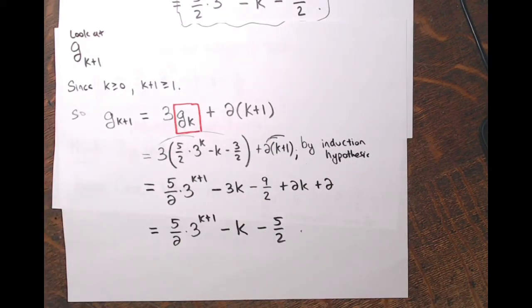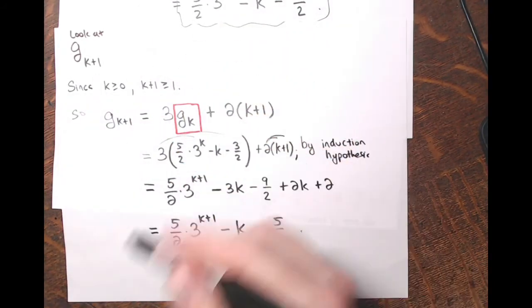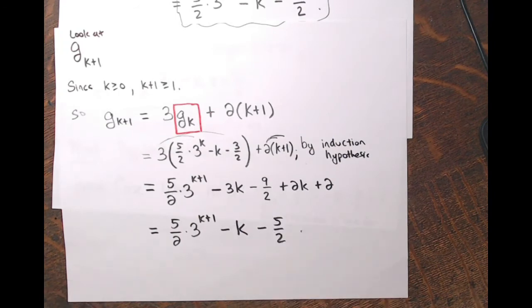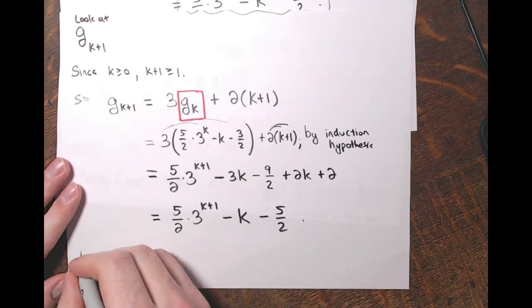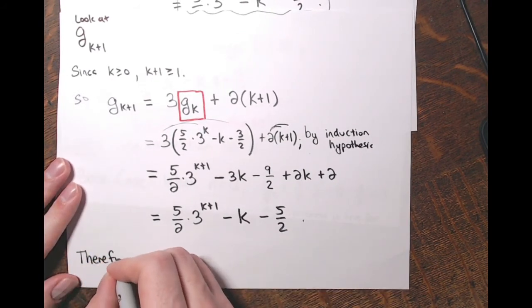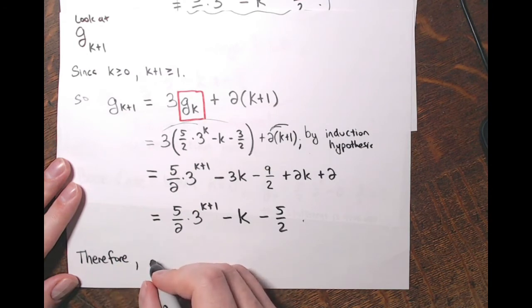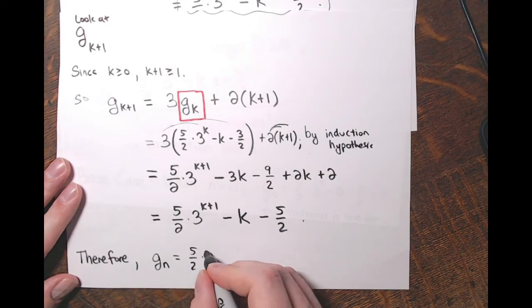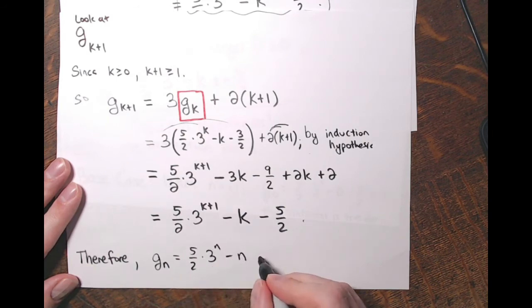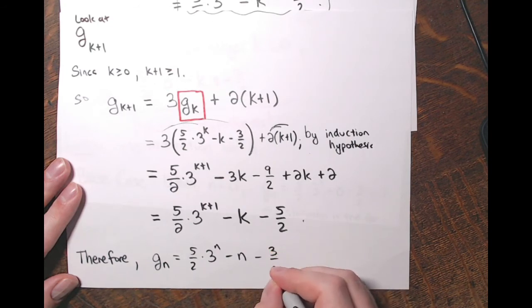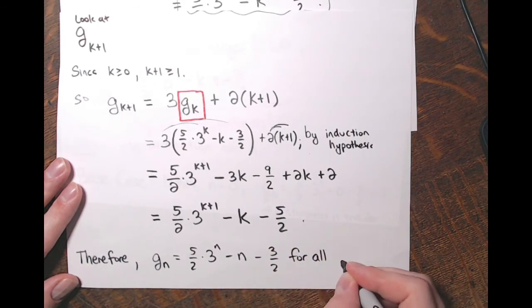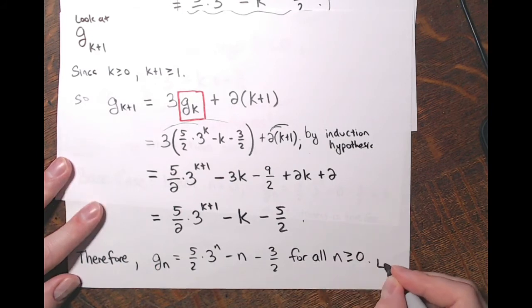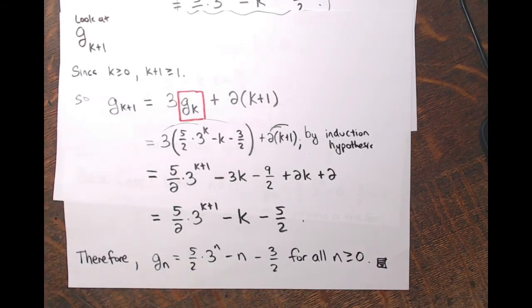And since we've shown the base case, that it was true for n equals 0, this whole thing implies that it's true for 1, and if it's true for 1, then it's true for 2, and if it's true for 2, it's true for 3, and so on. So after all this, we have shown inductively that g sub n is equal to 5 halves times 3 to the n minus n minus 3 halves for all integers n greater than or equal to 0. Done with the proof.